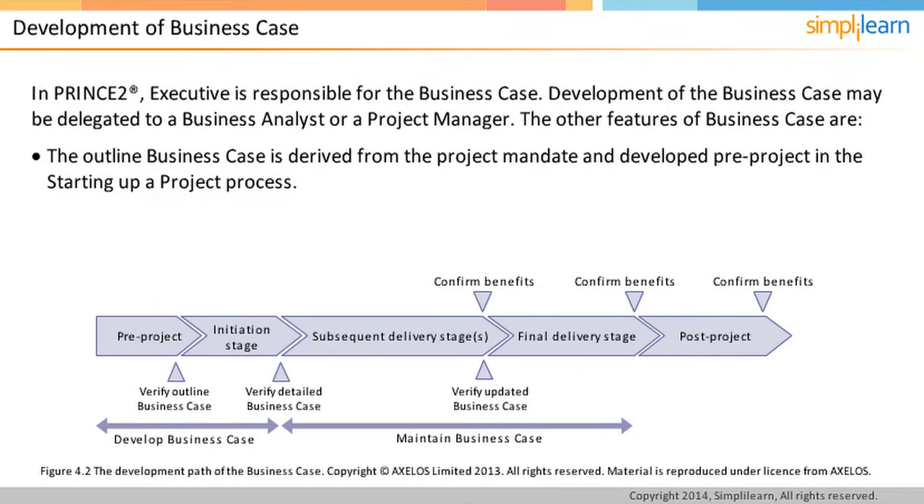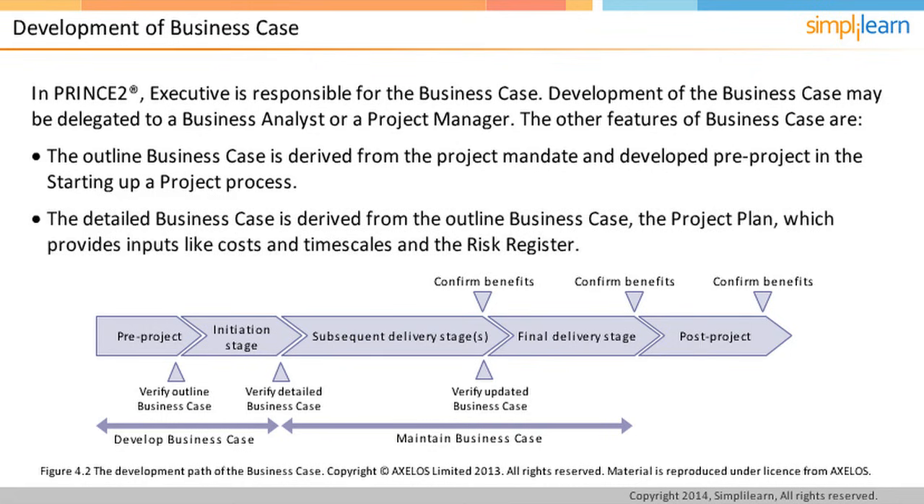Approval on the outline business case is required by the project board to initiate the project. The detailed business case is derived from the outline business case, the project plan, which provides inputs like costs, timescales, and products, and the risk register. The process of developing the business case is iterative. In the following screen, we will discuss verifying and maintaining the business case.